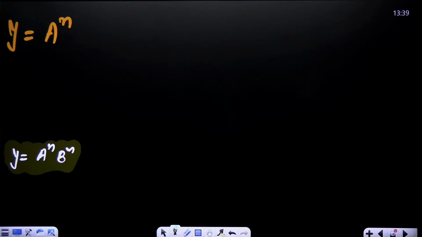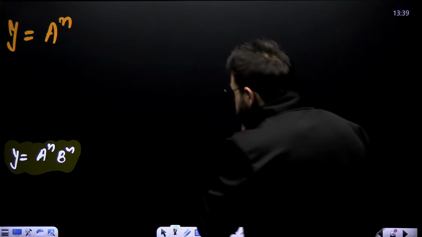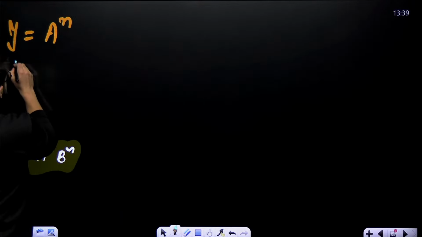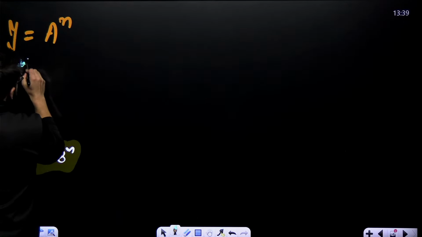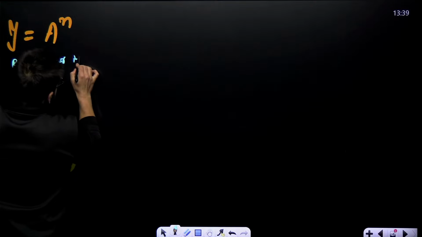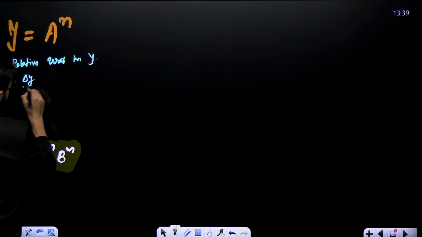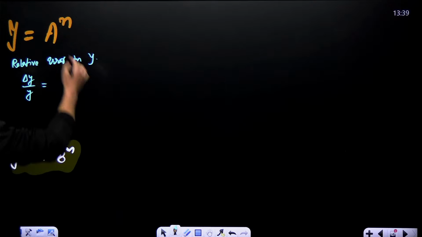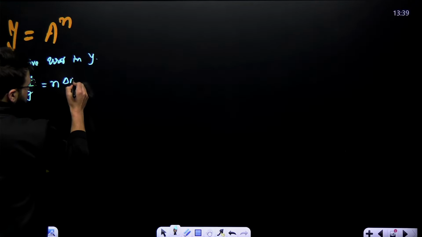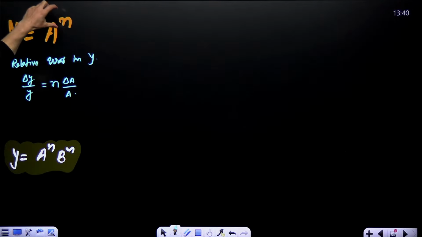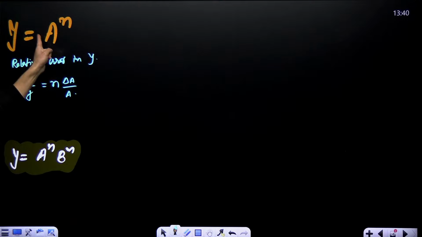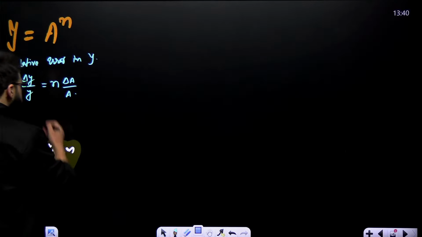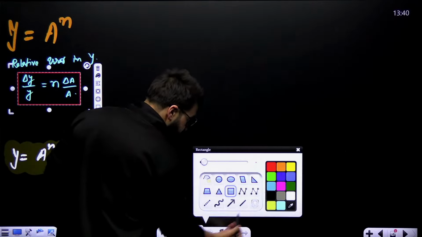Y is equal to a raised to the power n. Guys, in this particular case, if you want to find the relative error in y, see, I can say delta y divided by y will be, whenever you have something of this form, always remember, take this n down. Then you say delta a divided by a. That's it. Whatever is in the form of power, take it down. Let's suppose it's 2. So 2 delta a divided by a. This is how you find it. And when it comes to the percentage, you multiply it with 100, you will get the percentage error.